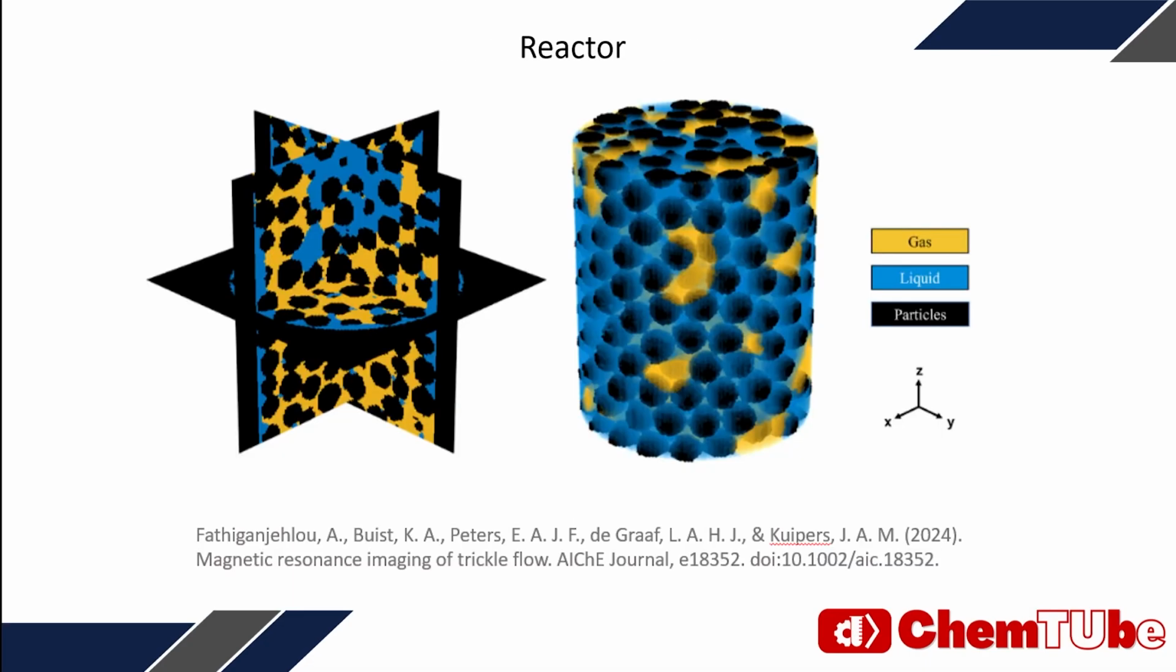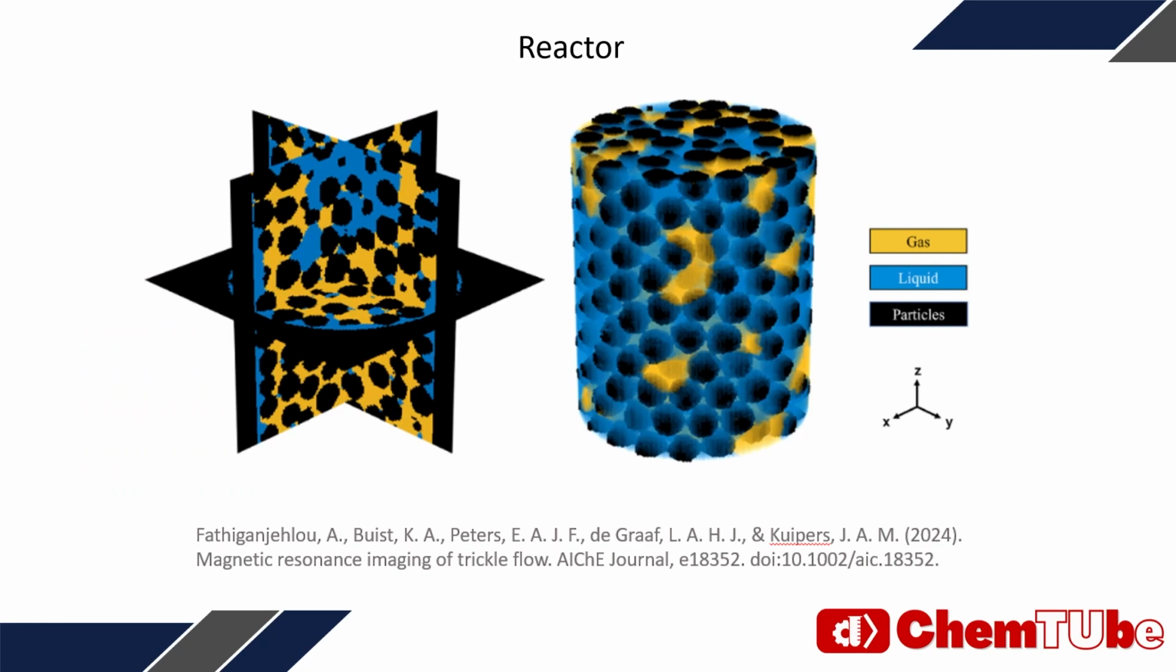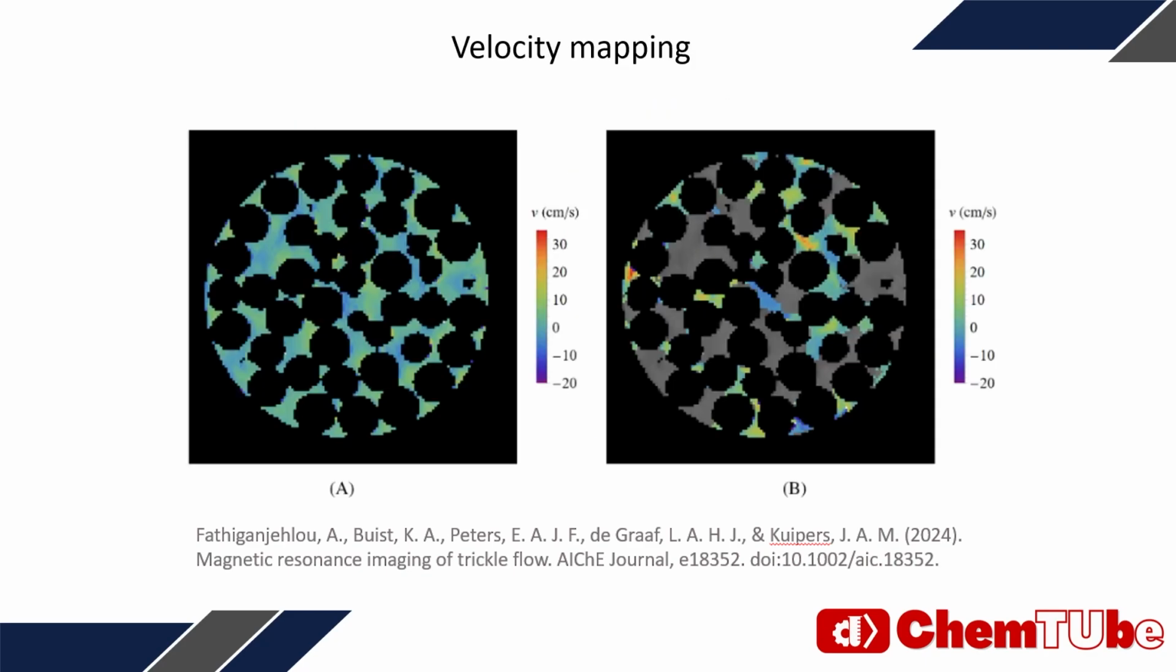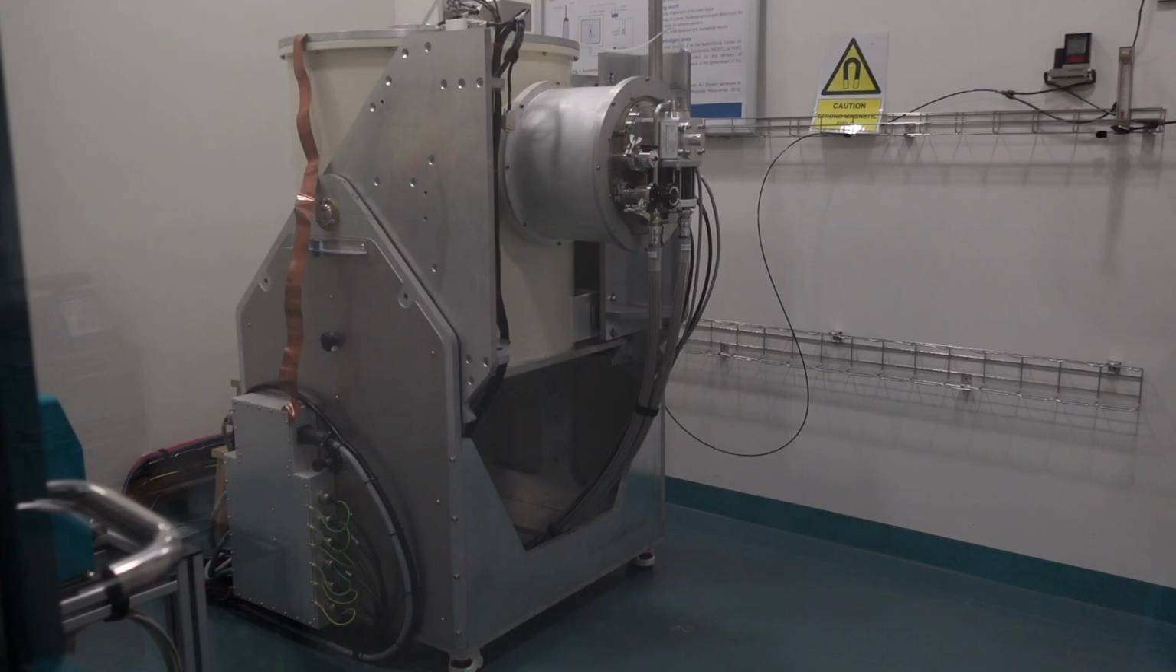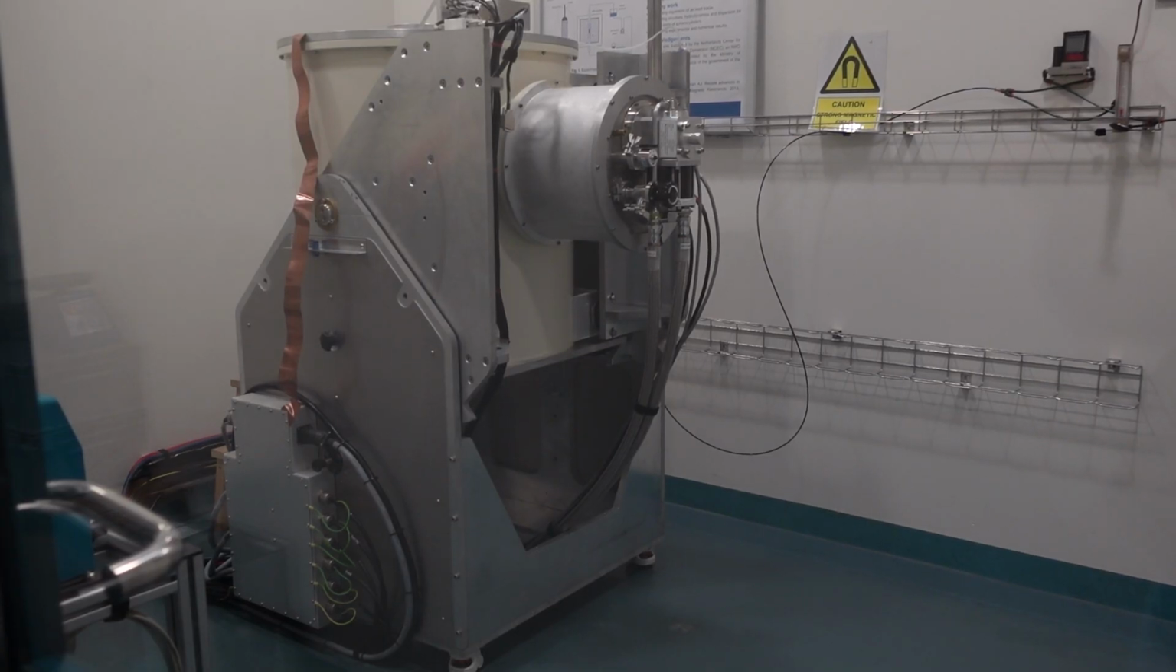At the university, it is used to study reactor one-phase and two-phase flow. The MRI is a lot smaller than a medical MRI, but the field strength is also stronger. By using velocity mapping, the efficiency of reactors can be studied, and it is a great tool to study chemical reactors. Now let's take a look at the instrument itself.